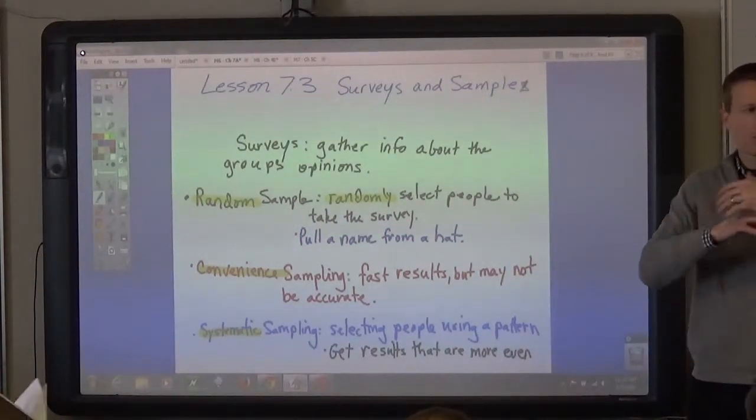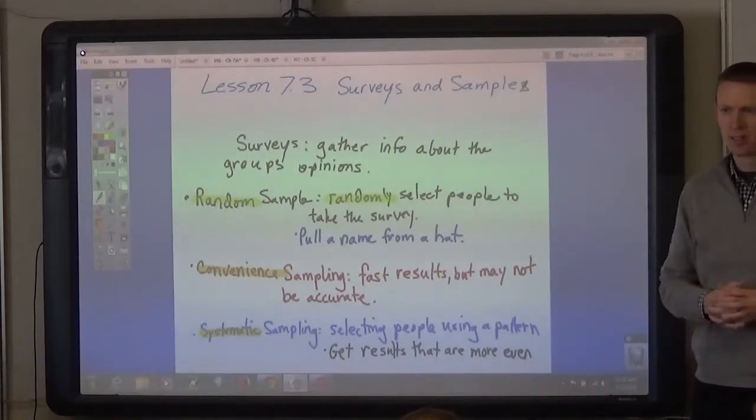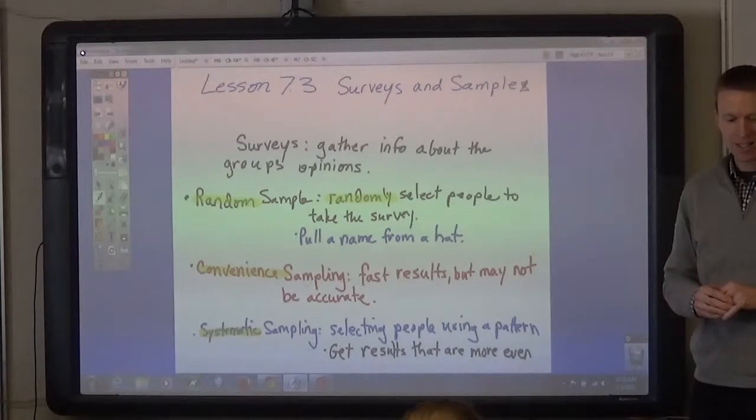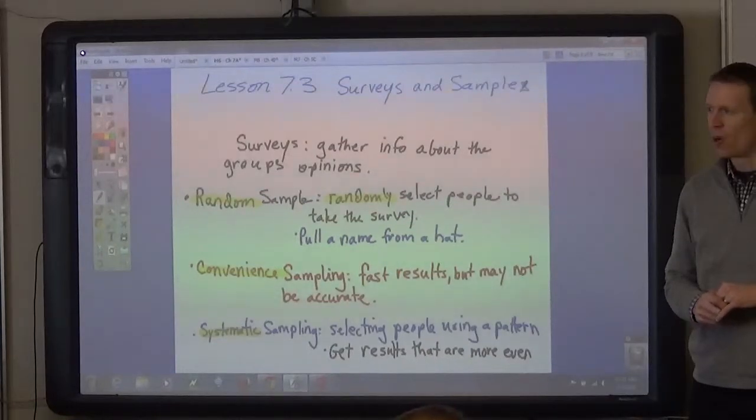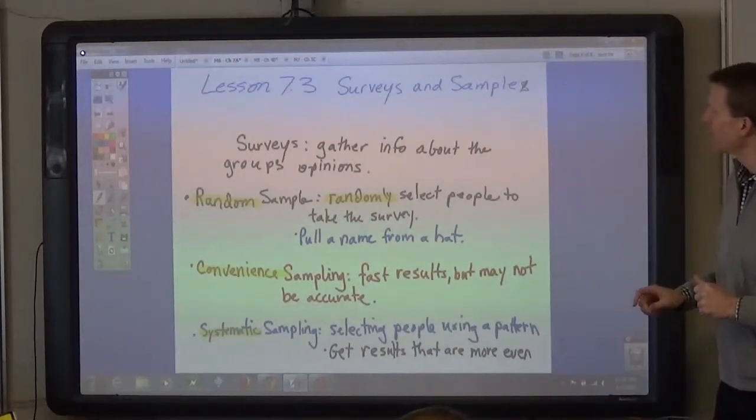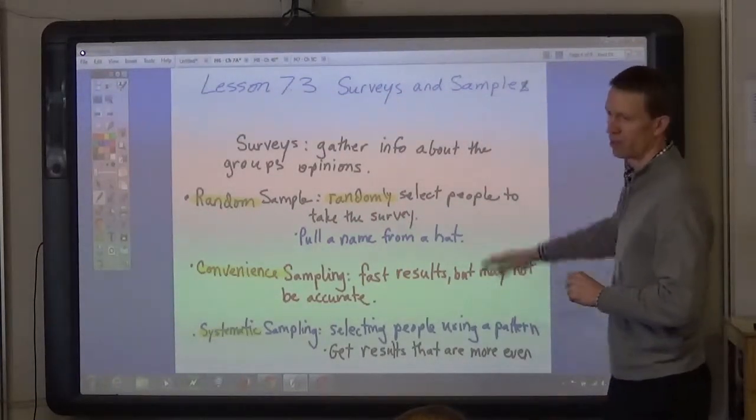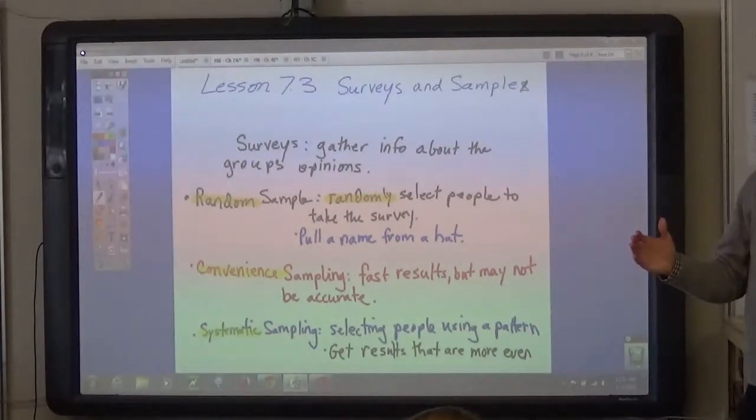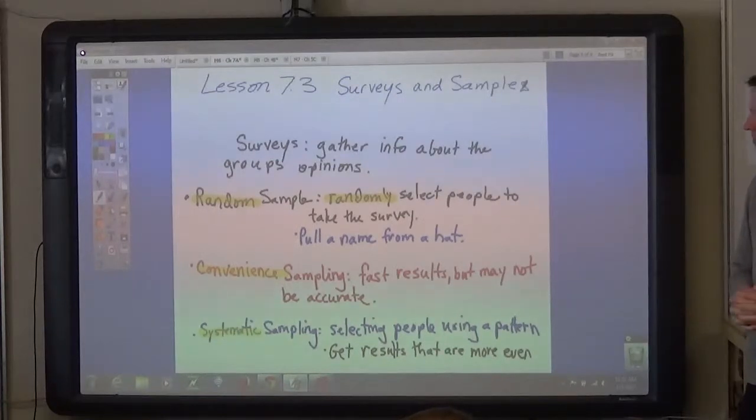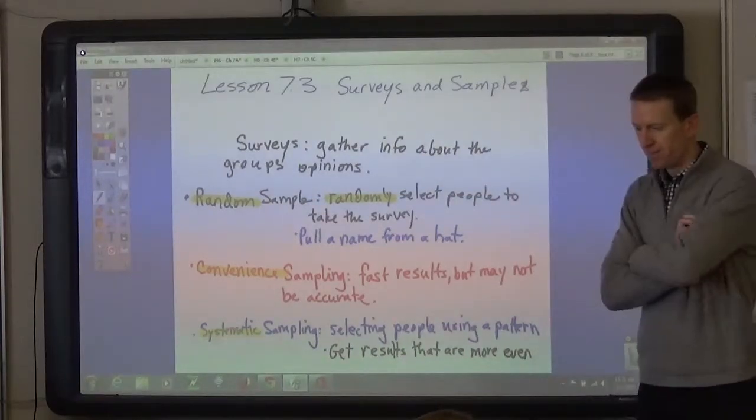If you wanted to gather the opinions of everybody in our school, or everybody in Golden Valley, you wouldn't be able to do that. So, in that case, you have to take what's called a sample survey. Meaning that you're not going to ask everybody. You're going to choose a method to gather this information.